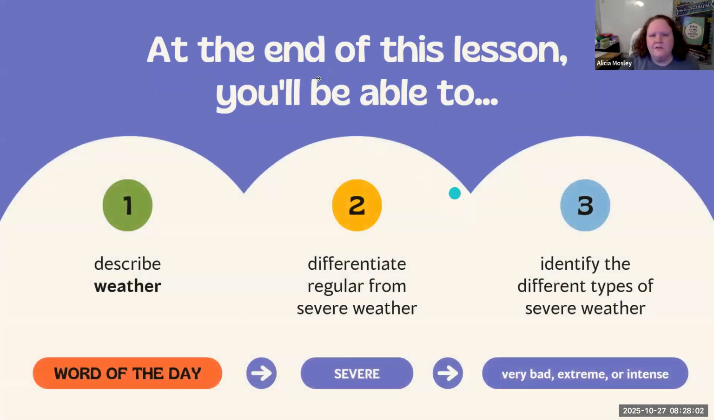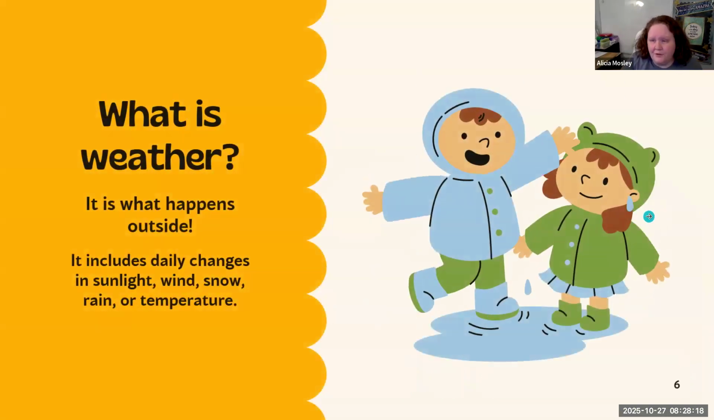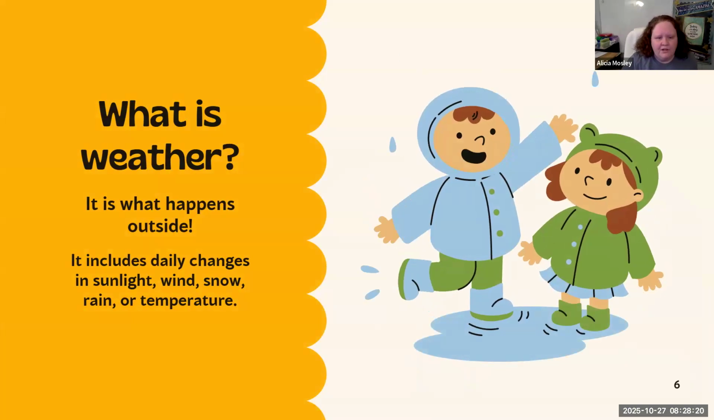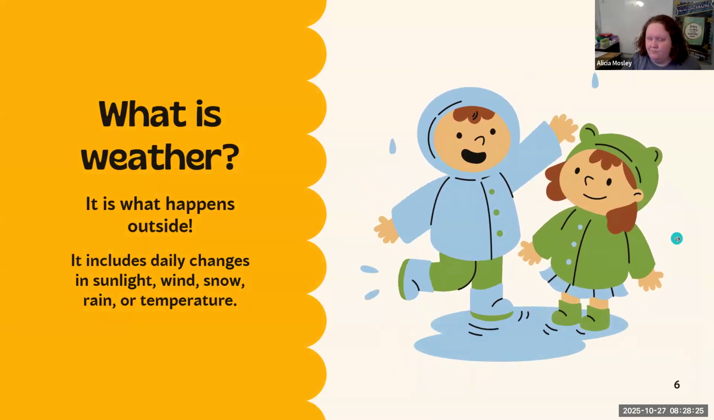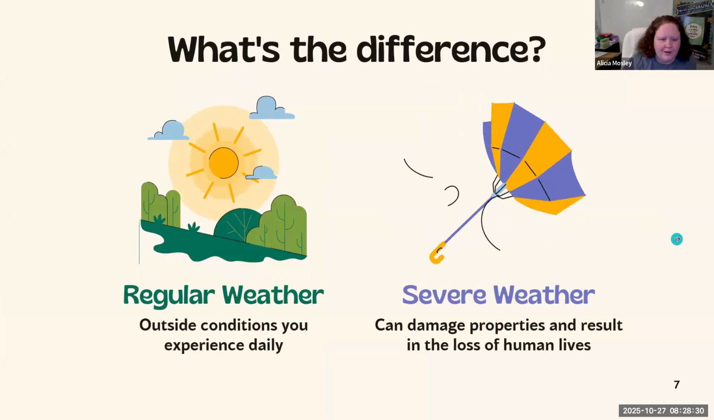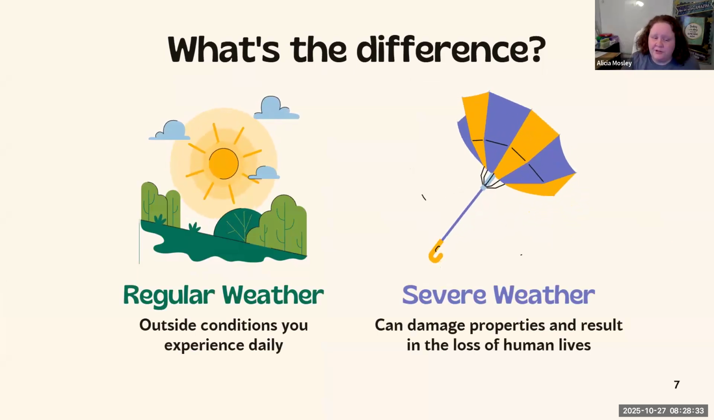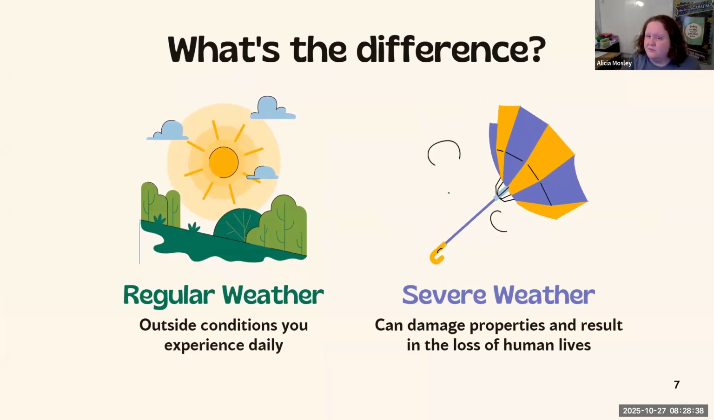So at the end of this lesson, you'll be able to describe weather, be able to tell the difference between regular and severe, and identify some different types of severe weather. Okay, so what is weather? It is what happens outside. It includes daily changes in sunlight, wind, snow, rain, or temperature. What's the difference? Regular weather is outside conditions you experience daily. Severe weather can damage properties and result in the loss of human lives.